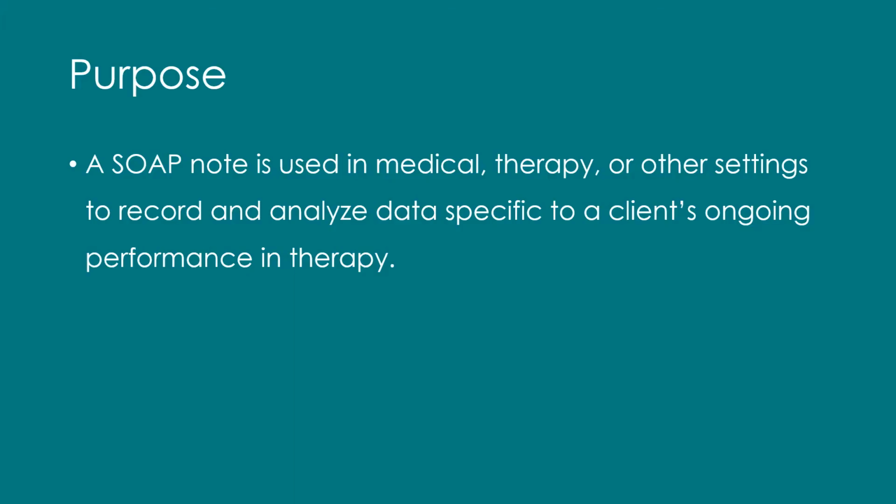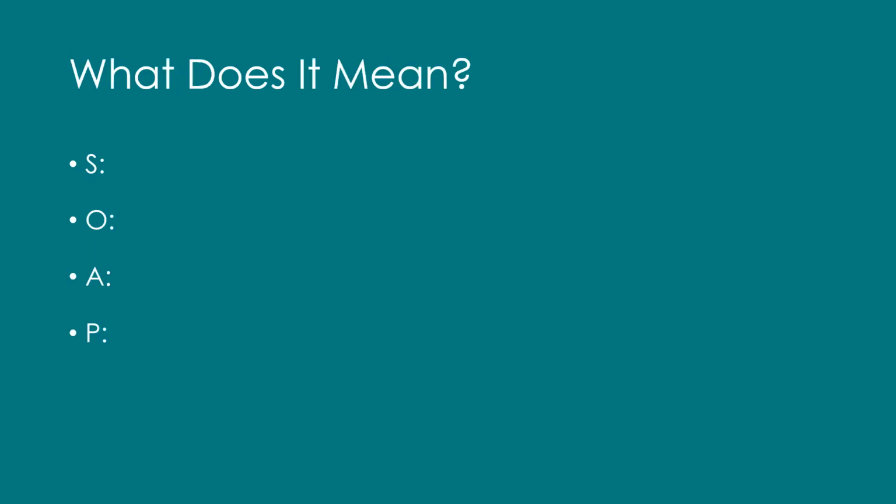A SOAP note is used in medical, therapy, or other settings to record and analyze data specific to a client's ongoing performance in therapy. S is for subjective, O is for objective, A is for assessment, P is for plan. Let's look into these sections further.